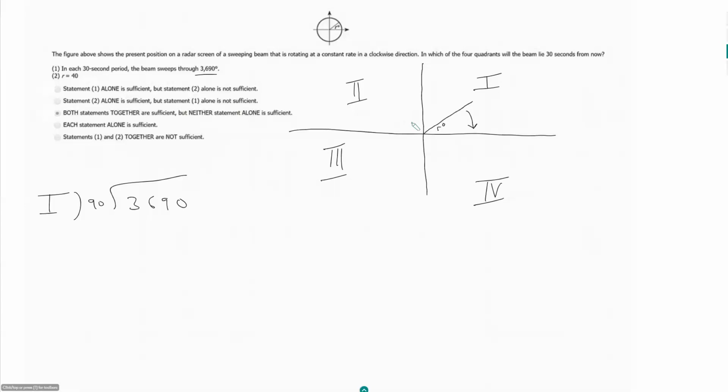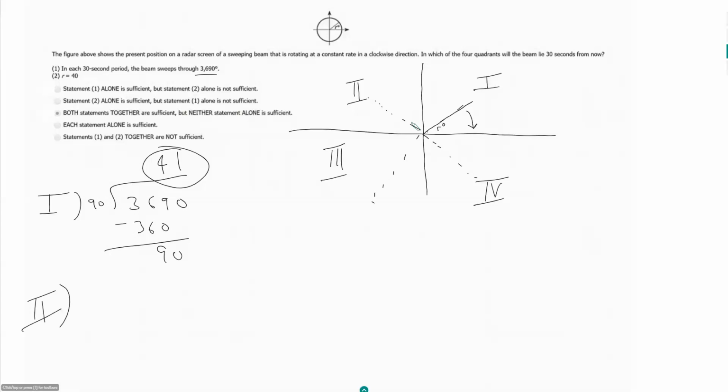And so 90 goes into 369 4 times. So 41 times. So I don't even need to count what this is because I know, once I go 90 degrees one time, I'll be over here. And then once I go 2 times, I'll be over here. And then once I go 3 times, I'll be over here. And then once I go 4 times, I'm back to where I started. And then I'm just going to repeat. I'm going to keep doing that until I do that 41 times.